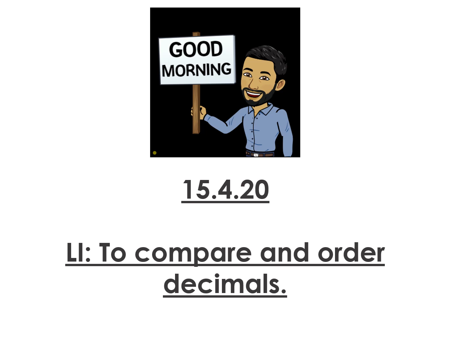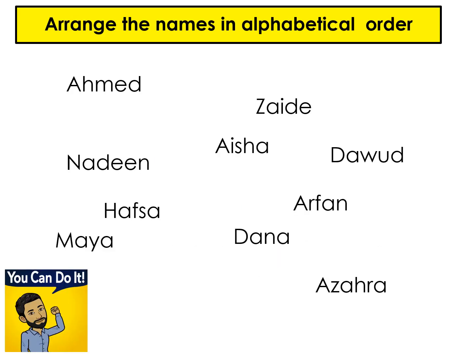I'm just going to go through this PowerPoint with you because we are learning about how to compare and order decimals. So I'm just going to start off with a quick starter, and that is I want you to arrange the names of these Year 5 children in alphabetical order. So we want to start from which one would come first, and then we should end up with the last name at the end. So I want you to pause the video, just make a quick note of how you would arrange these in alphabetical order.